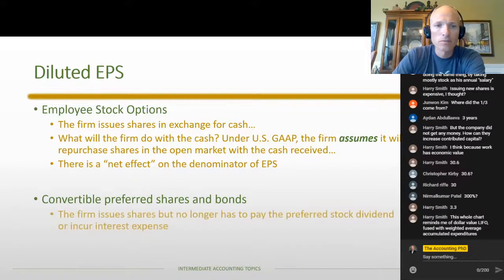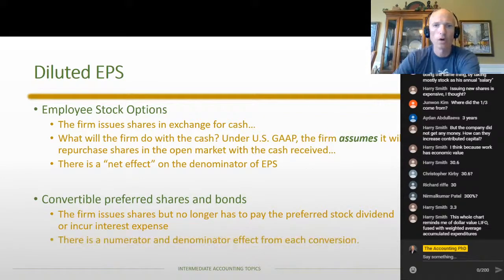So with conversions, there is a numerator and a denominator effect. So again, you have to issue the shares, but now I don't have to pay preferred stock dividends, and I don't have to make any interest payments. And so there's both a numerator and a denominator effect when you talk about convertible preferred shares and convertible bonds. So again, with each conversion, there could be an increase to the numerator and an increase to the denominator. And so again, with each of these, it's unclear whether or not there necessarily would be a dilutive effect. So you have to analyze each one and figure out, okay, is this particular security dilutive or is this security anti-dilutive? And we include the dilutive ones and we ignore the anti-dilutive ones.